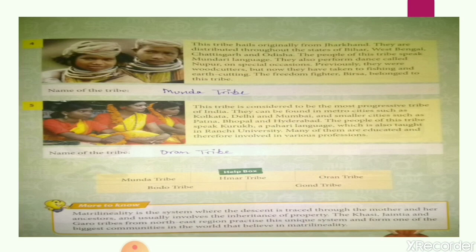Now, fourth image you can see, this tribe hails originally from Jharkhand. They are distributed throughout the states of Bihar, West Bengal, Chhattisgarh, and Odisha. The people of this tribe speak the Mundari language. They also perform a dance called Nupur on special occasions. Previously, they were woodcutters, but now they have taken to fishing and earth cutting. And the freedom fighter Birsa belonged to this tribe. So just by the name of this freedom fighter, Birsa Munda, we all know. So this is the Munda tribe.